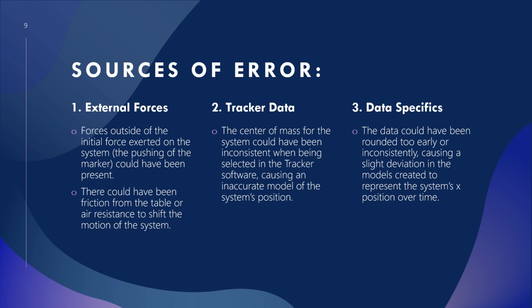In this case, the center of mass for the system could have been inconsistently marked when moving frame by frame in the system, creating an x position change that is inconsistent with the actual data. Data specifics, such as rounding, could have also not been taken into account or used properly. Rounding too early or too late, even inconsistently, could have caused errors in the data.